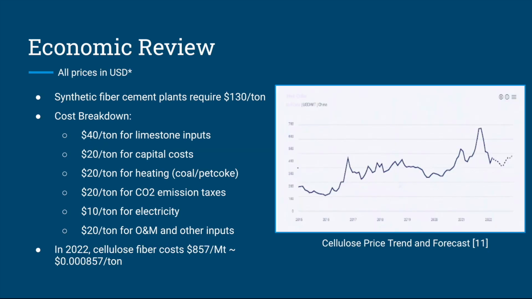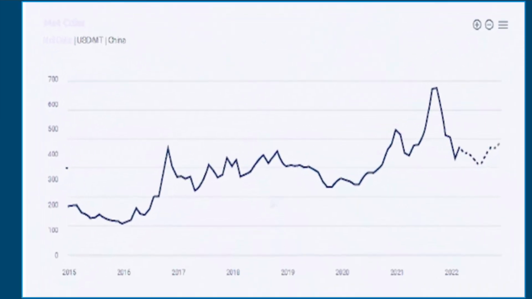In this economic review, the comparison between cellulose and synthetic cement production is explored. Beginning with the raw materials, cellulose is a more affordable option at $857 per megaton compared to $40 per ton of limestone, which is a key component in synthetic cement. This clear difference highlights the cost advantage of cellulose. However, it is also important to note that the price of cellulose actively fluctuates, as seen in this graph.